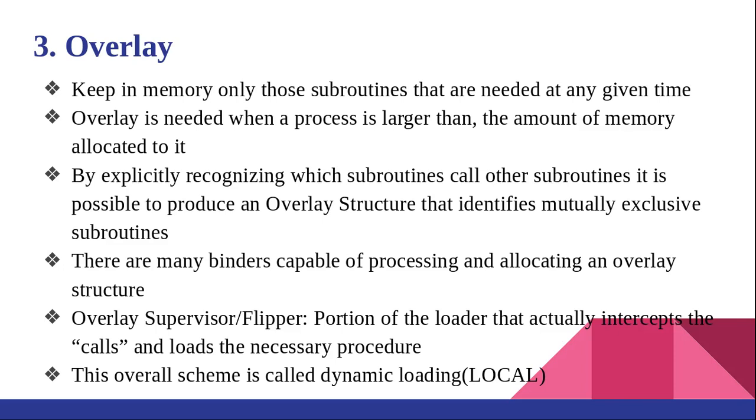Okay, so if we know explicitly which subroutines call other subroutines, it is possible for the programmer to create an overlay structure and identify the mutually exclusive subroutines. So what are mutually exclusive subroutines? If I have subroutine A and subroutine B, and subroutine B will occur only after subroutine A, then we call subroutine A and subroutine B mutually exclusive. In order to understand mutually exclusive subroutines, we need to create the overlay structure.